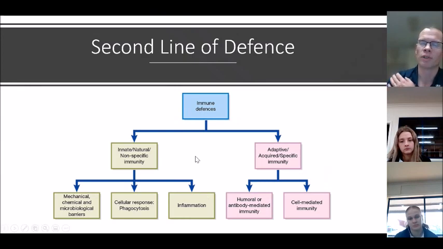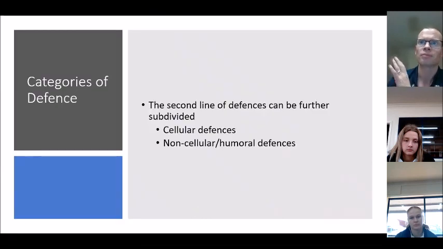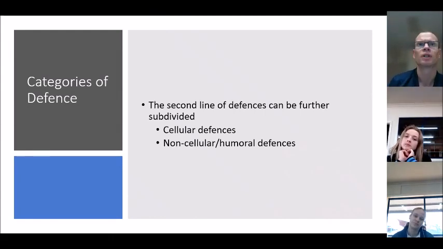This is from the textbook that I've used previously. It just sort of spells out much the same thing, just with a little bit more detail, breaking it down into, like over here, humoral or antibody mediated. But this is what we've already touched on, the mechanical, chemical or physical, chemical and microbiological barriers. What we're really looking at here is this cellular response in terms of phagocytosis and the triggering of inflammation. So that's sort of what we're looking at here. I've touched on this already. 2 broad categories, cellular and non-cellular or humoral.